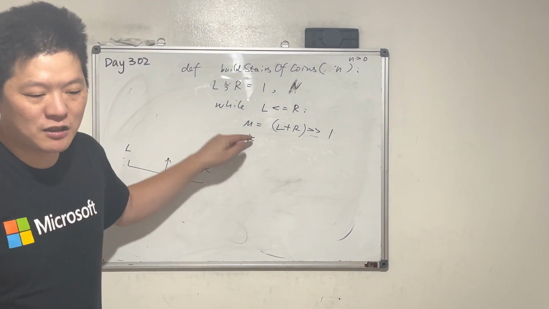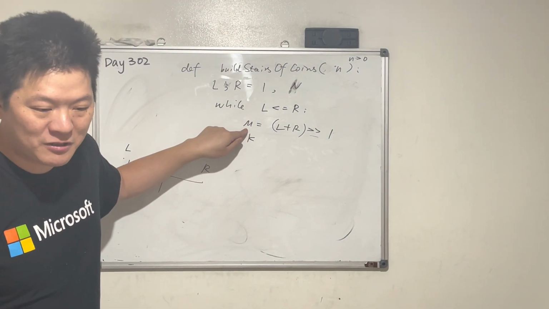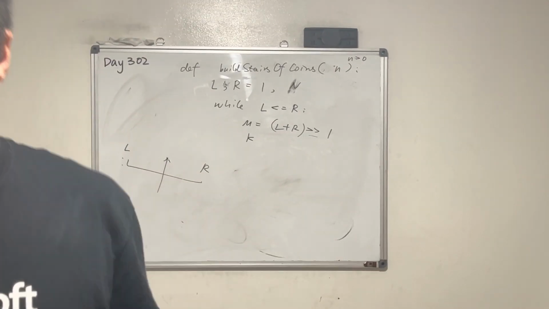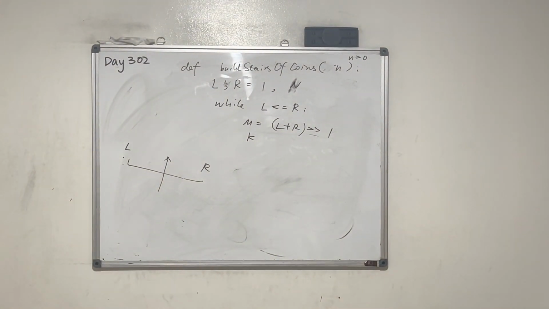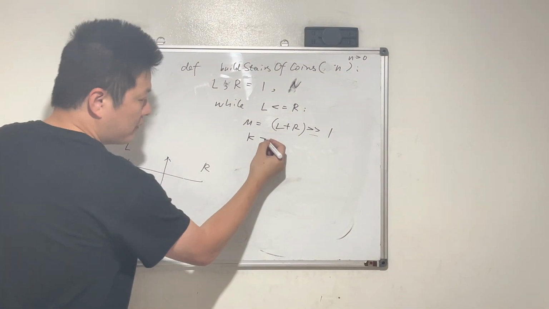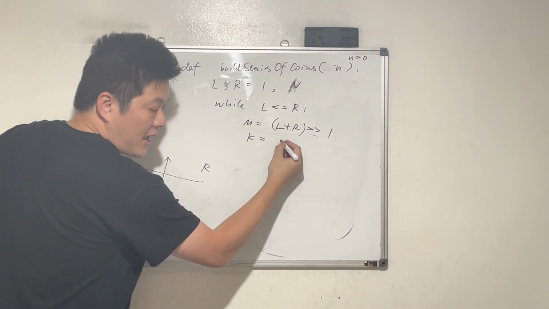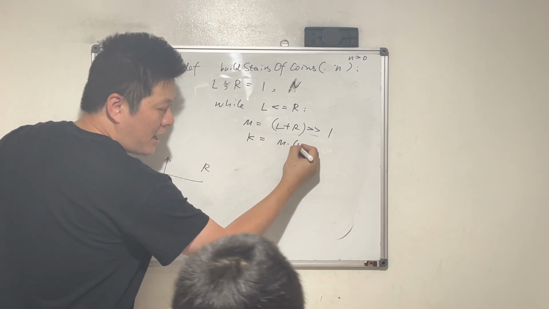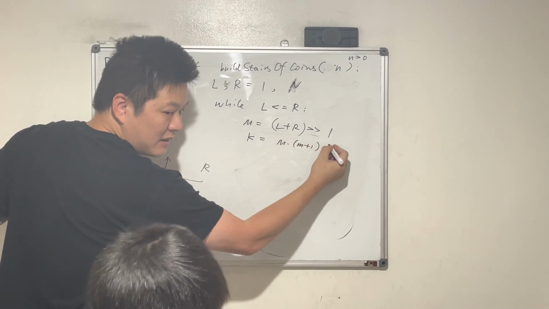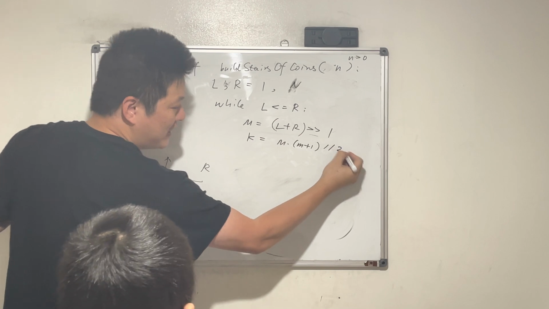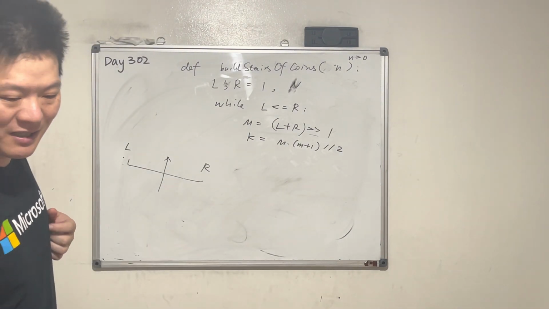How many coins do we need to build n rows? N times n plus 1 divided by 2. This is the formula we just talked about.